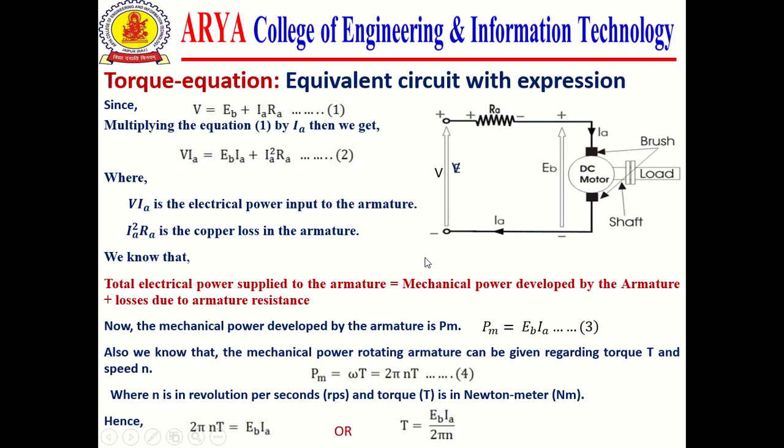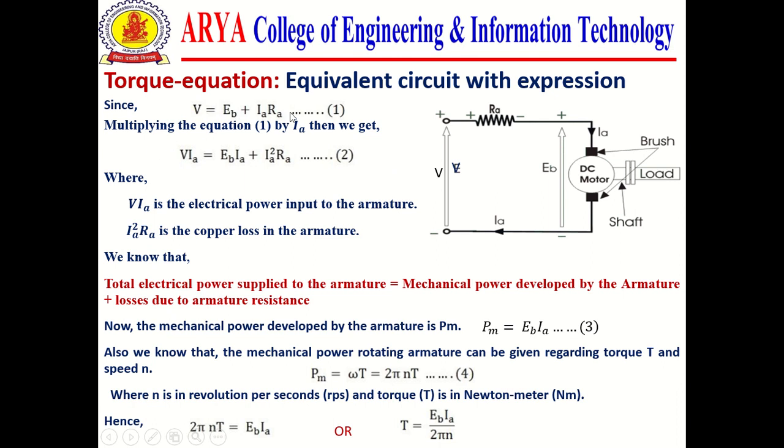So for consideration of this equivalent circuit, by using KVL we write the equation V equals EB plus IA RA. That is, the supplied voltage V equals the back EMF induced across the armature of the DC motor plus the voltage drop. This is the circuit representation of the armature of a DC motor.